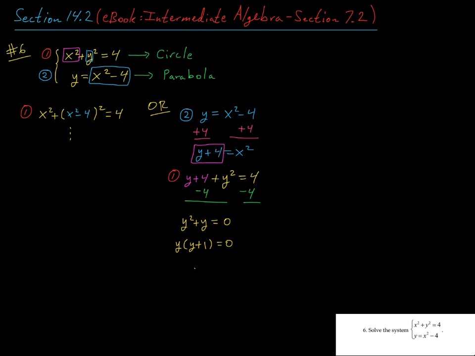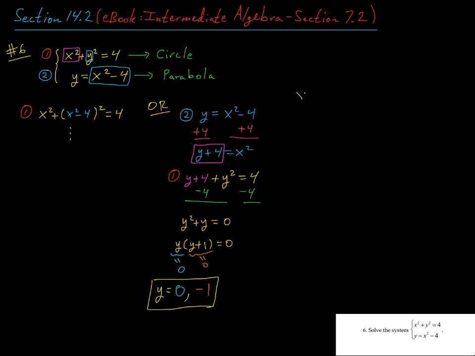And now I can see that y equals 0 is the solution. And if y plus 1 is 0, then y is negative 1. Okay, so here are the solutions for y. So a little bit different. We're solving for y first now instead of x. But again, this is quite a bit simpler than this first approach.